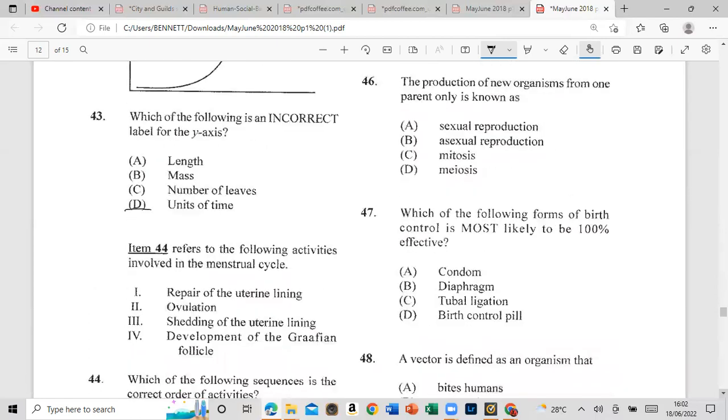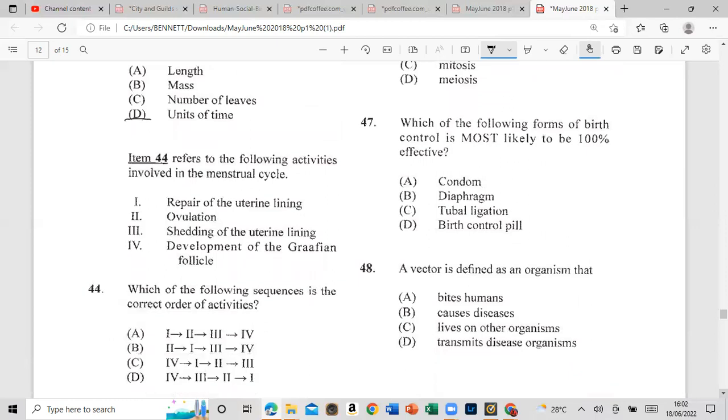44, item 44 refers to the following activities involving the menstrual cycle. 1, repair of the uterine lining, 2, ovulation, 3, shedding of the uterine lining, or 4, development of the Graafian follicle. Which of the following sequences is the correct order of activities? Development of the Graafian follicle. I think that should be one.